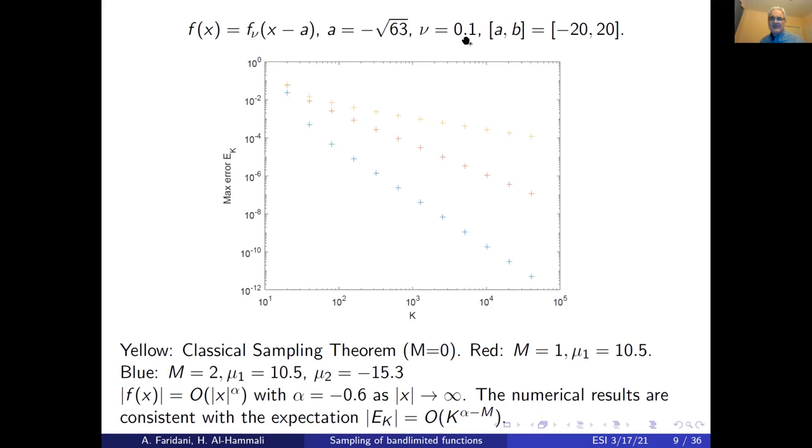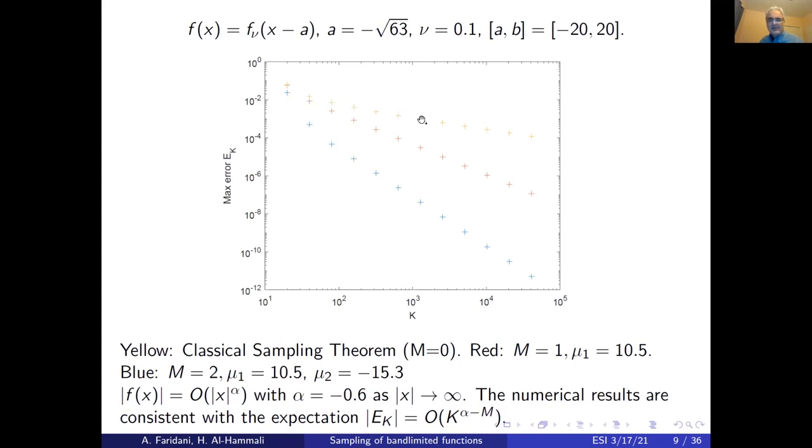So the function will decay at infinity like absolute value x to the minus 0.6, which makes it in L2, but barely so. So it's not a very fast decaying function. And I reconstruct in the interval AB is minus 20, 20. And I plot here the logs of the maximum error EK versus the logs of the cutoff value capital K.